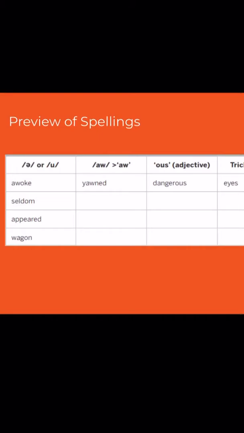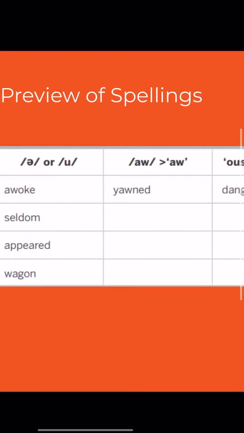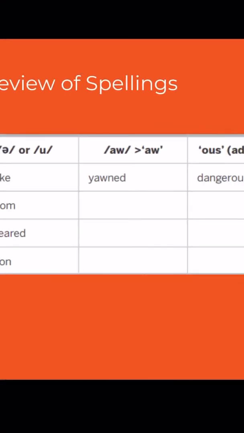We have that schwa-aw sound or aw in the first column. So let's go through and read these words together. First one, awoke, seldom, appeared, wagon. Okay, so we all hear that aw sound in there, right? Okay, good. Let's go to the next column. We have the aw sound spelled with A-W. Okay, let's read through that one word they gave us. Yawned.